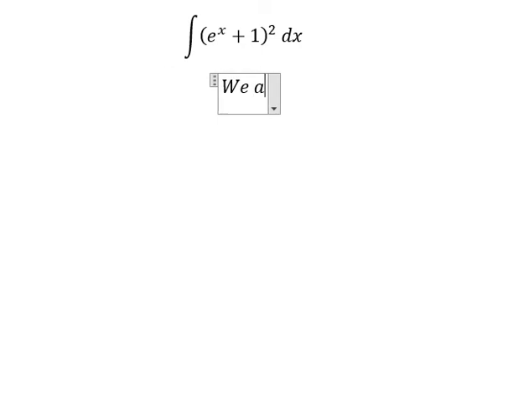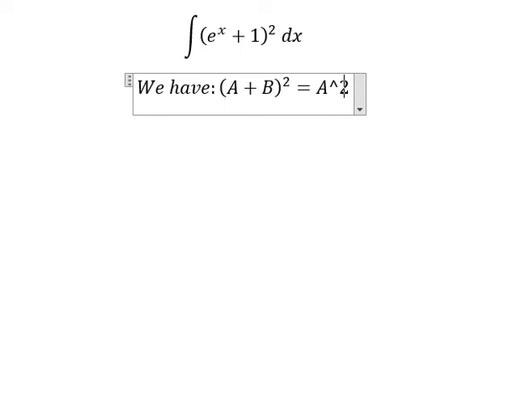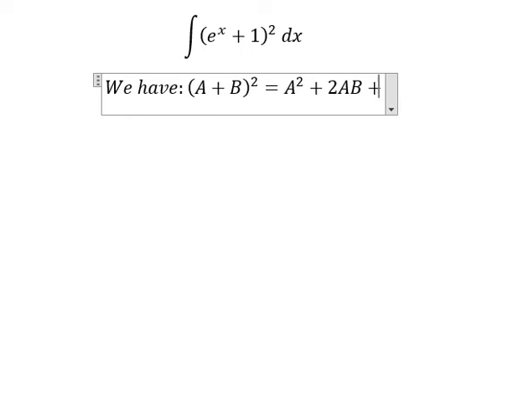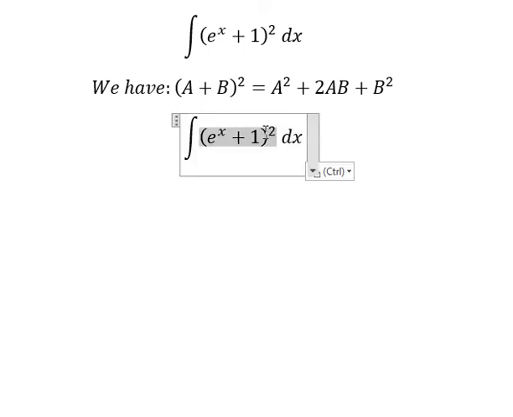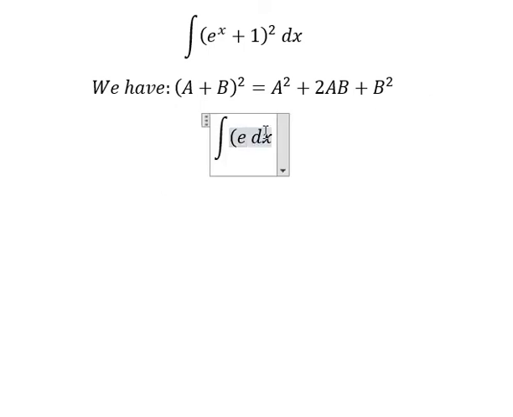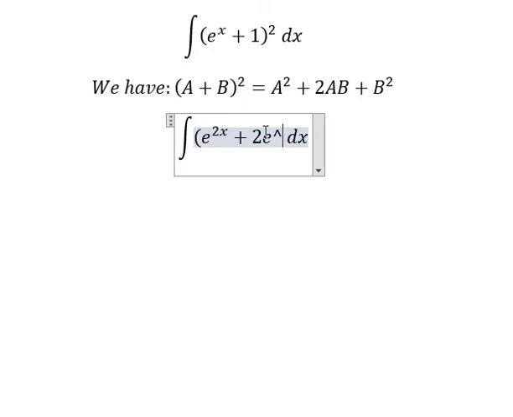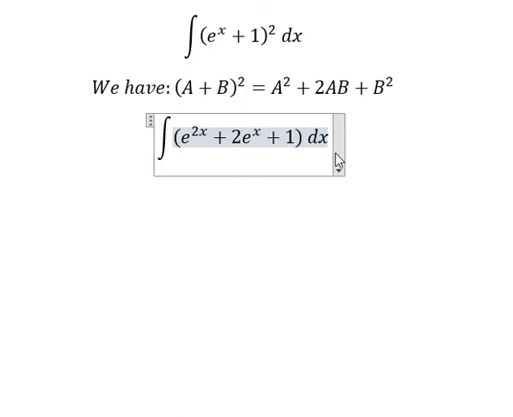We have the formula in here. That's about (a + b)^2 = a^2 + 2ab + b^2. So we need to expand this one. And we have e^(2s) + 2e^s + 1.